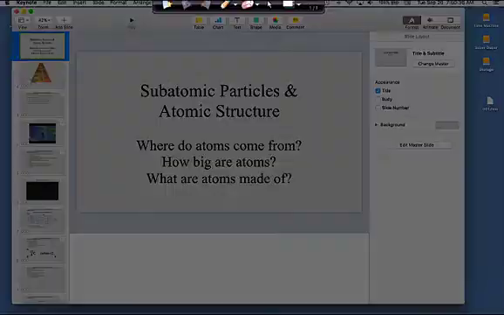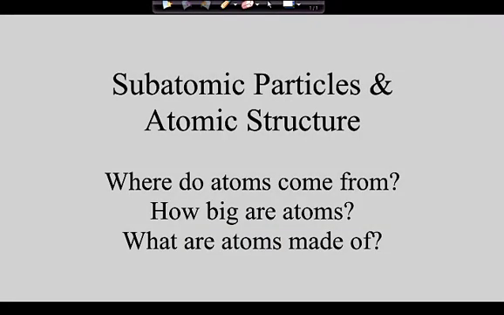There we go. All right, so again, guys, the topic today is subatomic particles and atomic structure, and I'll make the connections for you in a second, but this is what we're going to accomplish today. First thing we're going to do is talk about where atoms come from. Kind of sounds like where do babies come from, but it's a completely different conversation. So where do atoms come from?